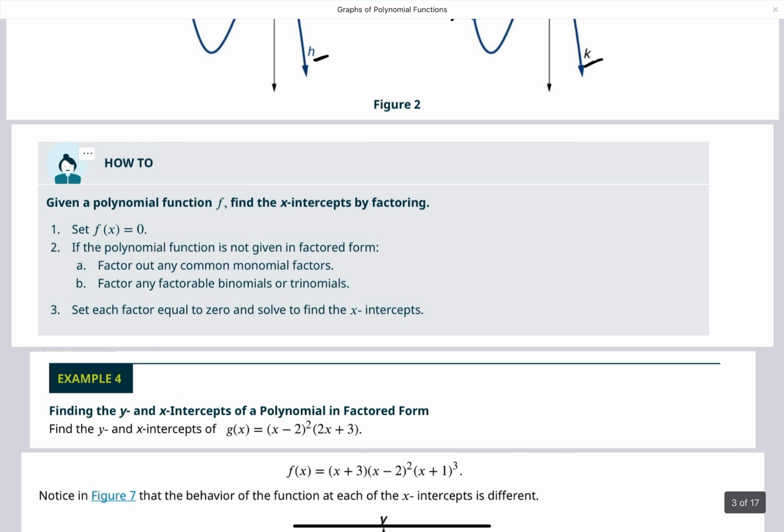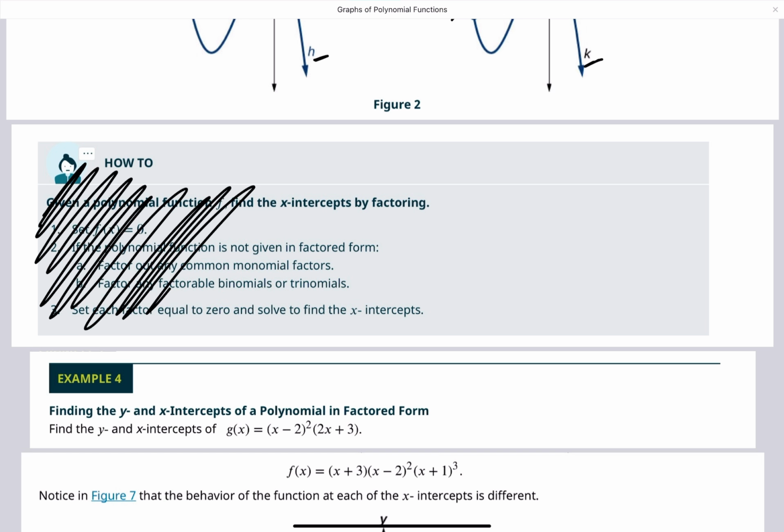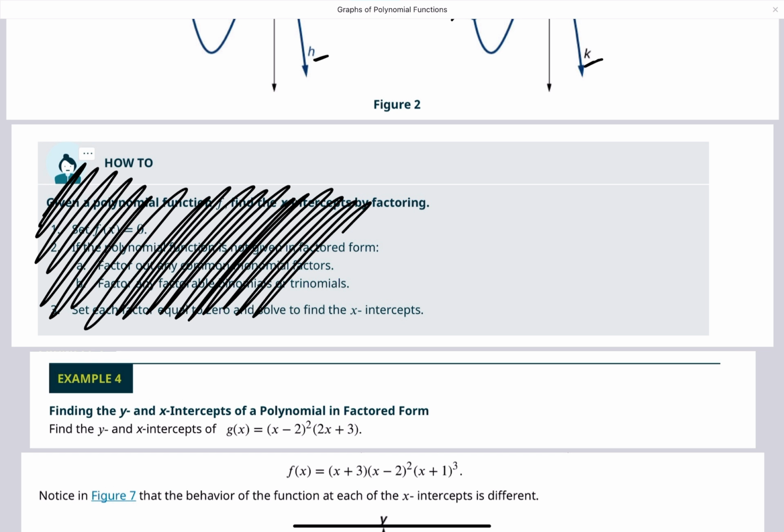Now this is the most important part of the video, so I do suggest you pay attention. You watch this at 1 time. Don't do 2 times. Let me just erase all of this for a second. You don't need to focus on any of this. Just focus on what I'm going to explain, which is factoring basically.